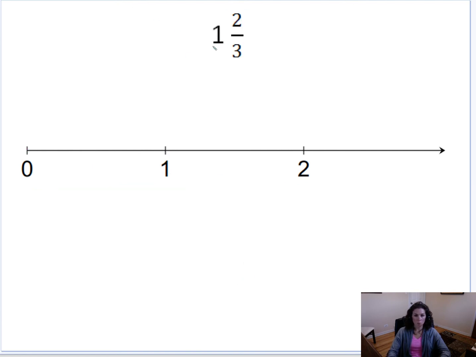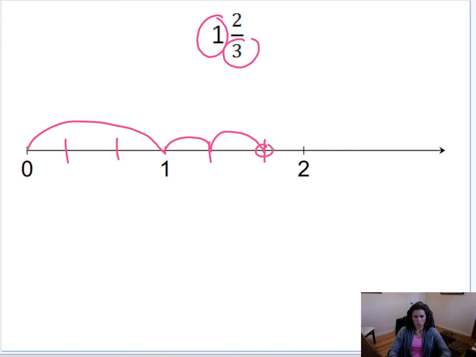And finally we had 1 2/3. So the denominator still tells me how many parts to divide it into. So I'm dividing each whole into 3 equal parts. And now because I've got this 1 in front, that tells me that I'm going to travel 1 whole part right here. And now the numerator tells me to go 2 more out of the 3. So now I go 1, 2, that's 1 2/3.